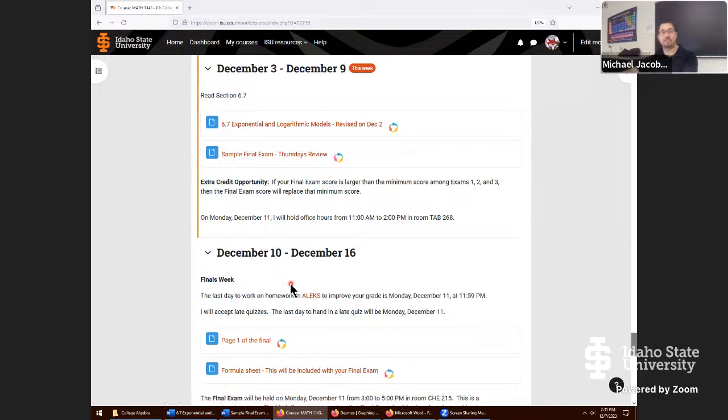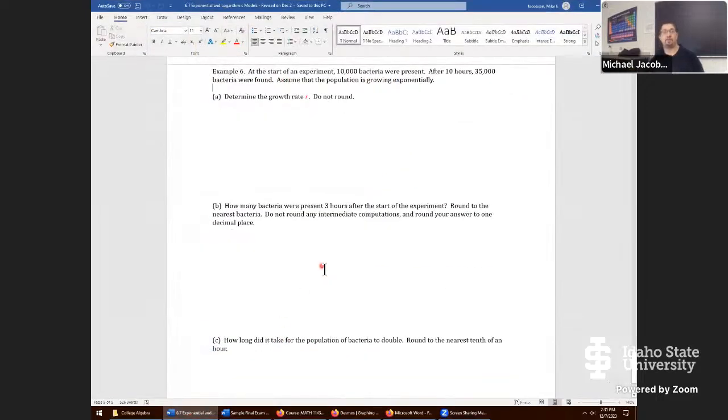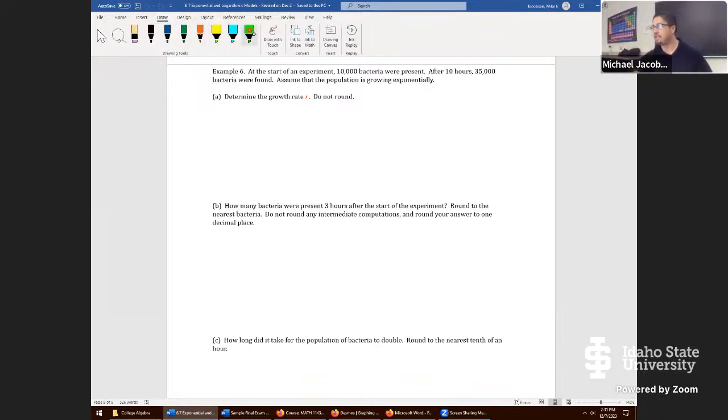Okay, let's take a look at section 6.7. This was the last official problem for the course. I think this one was a little bit tougher, but it's a good one to review since lots of stuff happens on this problem. It says at the start of an experiment, we have 10,000 bacteria present. Because they said at the start, this quantity is going to be an initial value. So let's write out A is 10,000.